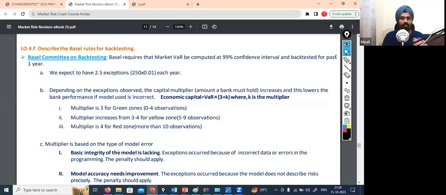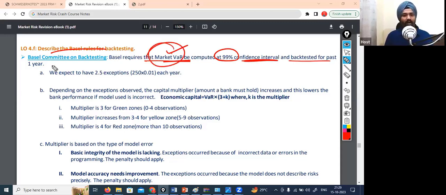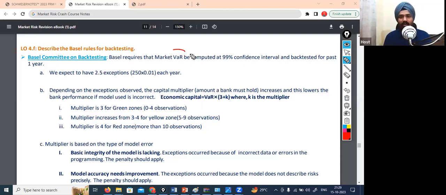Okay, what is a Basel rule for backtesting? Well, Basel has said that they require the market VaR be computed at 99% confidence interval, which is there in the operational as well, and backtested for the past 1 year. So you need to backtest it for the past 1 year. Calculate VaR at 99%, and also backtest it. These are the two things that have been mentioned.